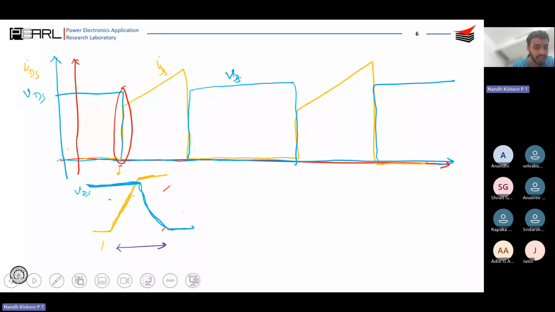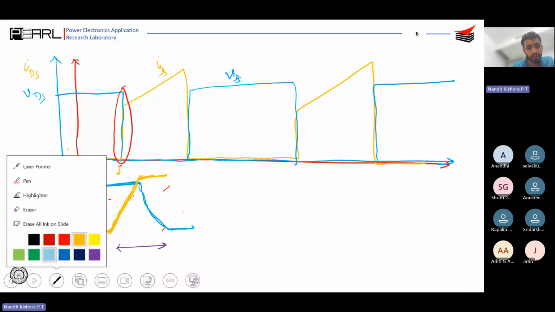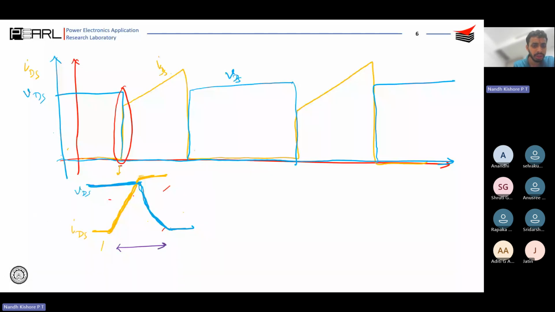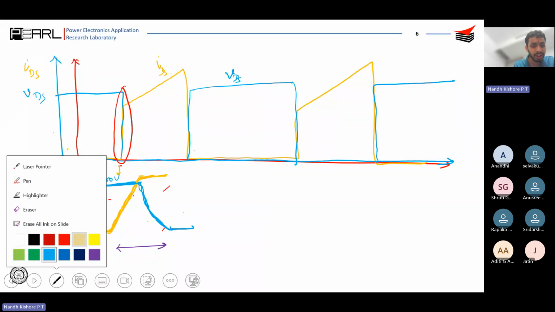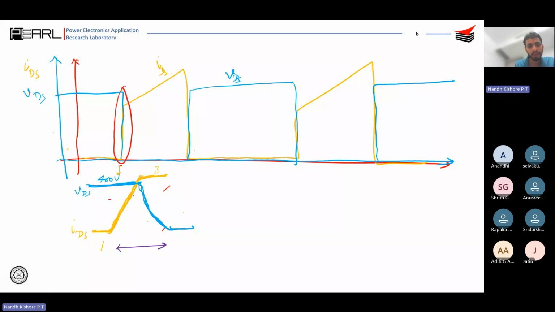So this is your IDS. There is a definite period of time taken for the device current to increase. And there is a definite period of time taken for the device voltage to fall down. So the device was blocking 400 volts previously, and let's say the device current is 30 amperes, some random numbers. Initially device current was 0, it increased to 30 amperes, and VDS was 400 volts. It will fall down to I into RDS, right?